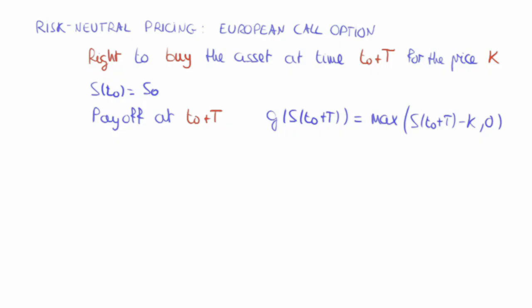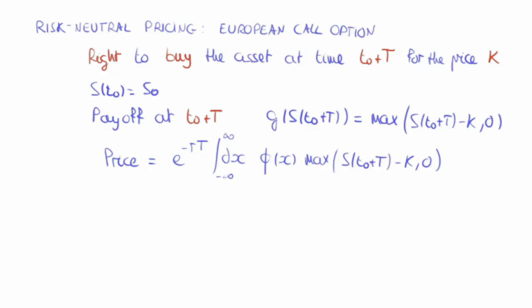Since you've bought the right to buy the asset at time t0 plus t, if the asset is worth more than the strike price, then you'll buy it at price k and then sell it to the market at price S at t0 plus t. In the opposite situation, if the price of the asset at maturity is below the strike price, then you wouldn't exercise the right. You wouldn't buy the asset for a price k which is larger than the actual price in the market of the asset. So you would get 0. In the Black-Scholes model, the price will just be the discounted expected value of this payoff.